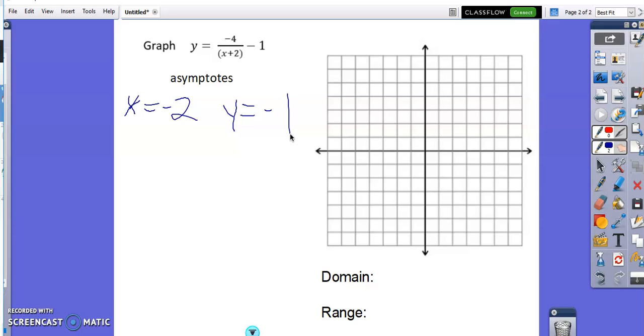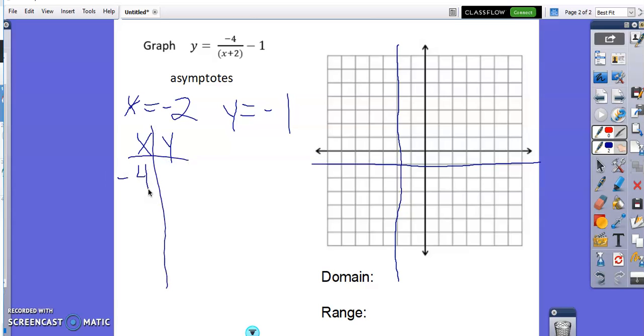So I'm again going to start by drawing those asymptotes, and there's x equals -2, there's y equals -1. And now I'm back to building my xy chart. And I'm going to choose x values again around -2, but then skip right over -2. And I'm going to show some input-output to show that when x is -4, well, let's see what happens there.